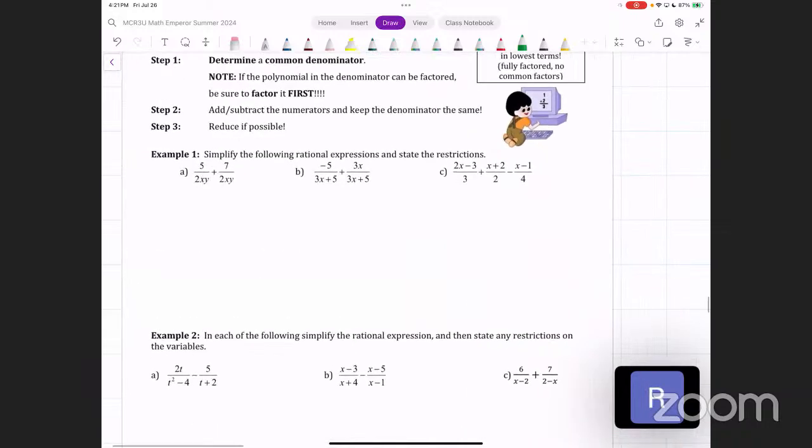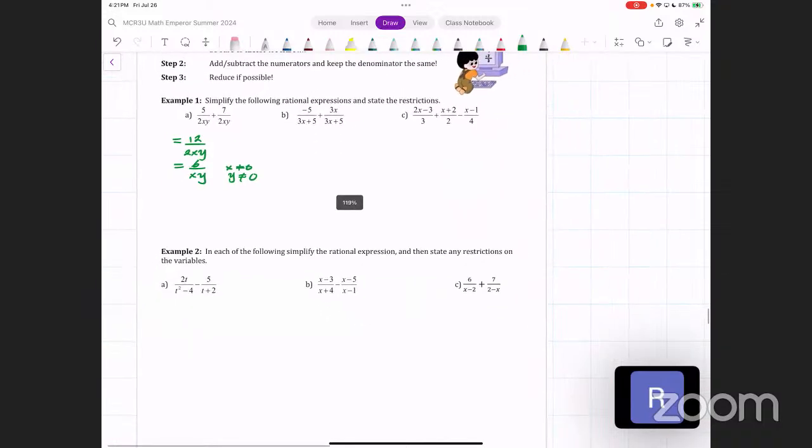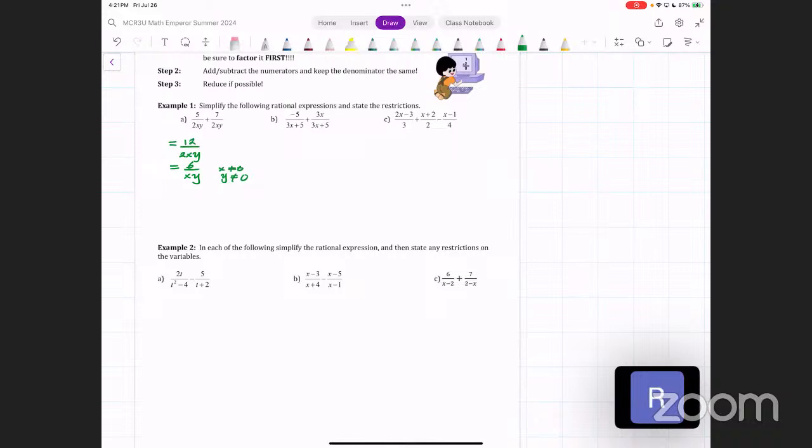So when we want to add 2 fractions, what do we have to do? We have to check whether they have the same denominator. Do we have the same denominator? Yes, we do. So we are simply going to add 2xy. We're going to simplify by 2. So that is going to be 6 over xy, restriction xy. X cannot be 0, y cannot be 0. Any question with that part? Any question with the first question?